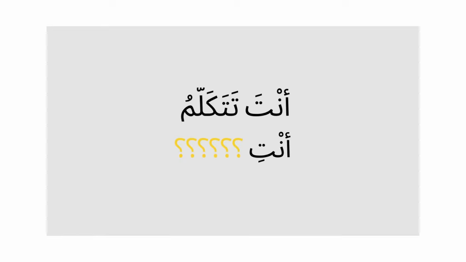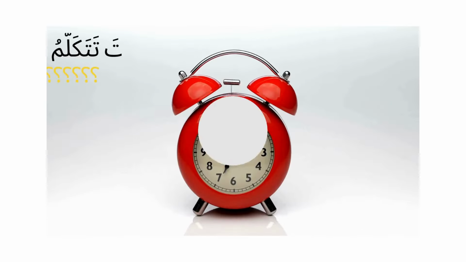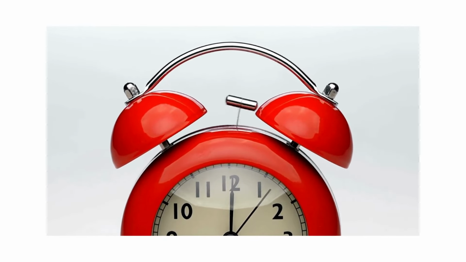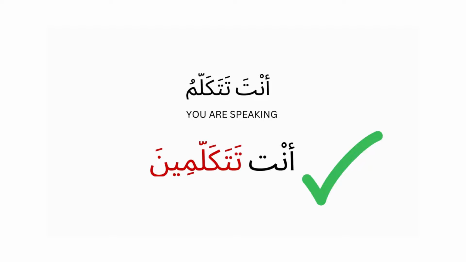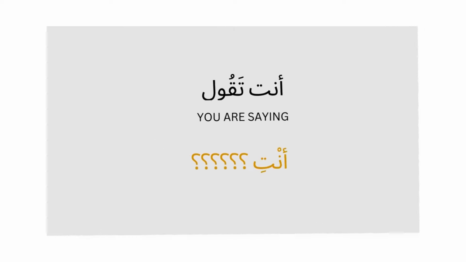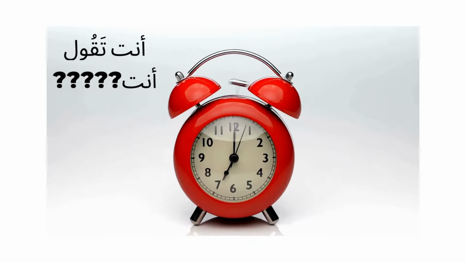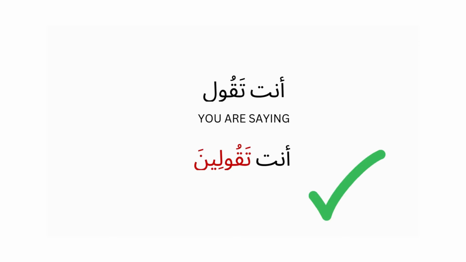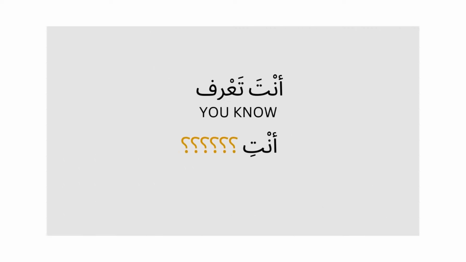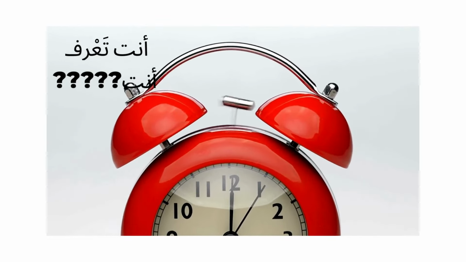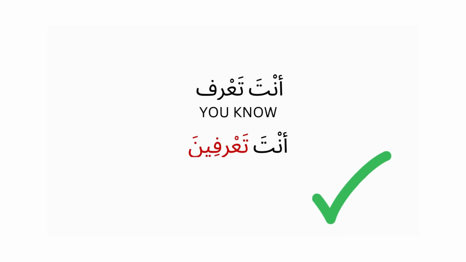If I say أنت تتكلم, what is the verb for أنت? تتكلمين. You got it right. How about أنت تقول? تقولين. You got it right. One more verb we have: تعرف. أنت تعرف. أنت تعرفين. That's right.